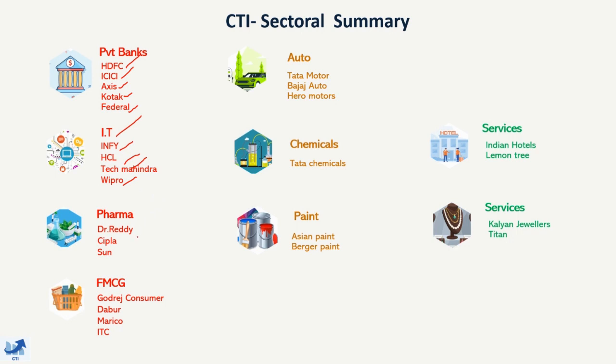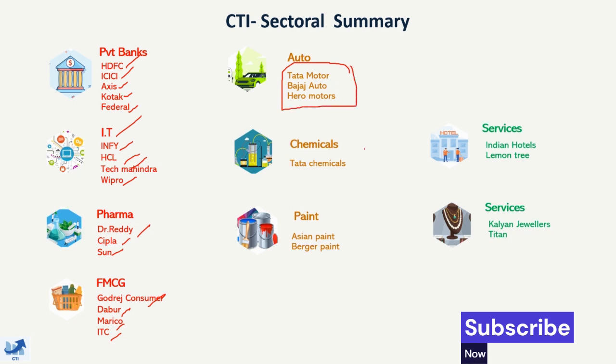And about the pharma space, Dr. Reddy, Cipla, and Sun are extending their correction. And coming to the FMCG sector, Godrej Consumer, Dabur, Marico are all looking very weak. Even the FMCG sector just said to the market that they are expecting a single digit growth in this quarter. So, no big fireworks from the FMCG sector. What about the auto zone? Tata Motors, Bajaj Auto, and Hero Motors were all having a sideways performance, not bullishness in the auto space.